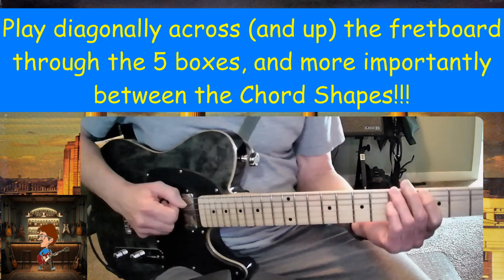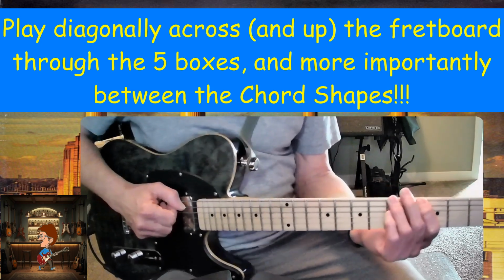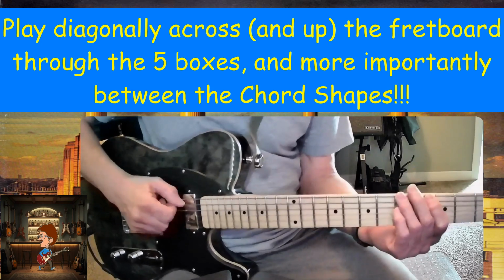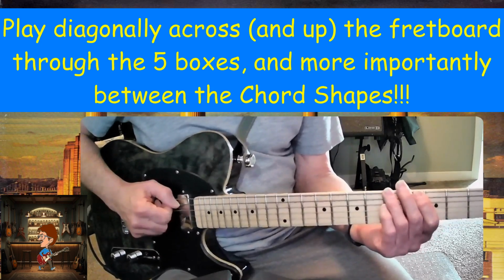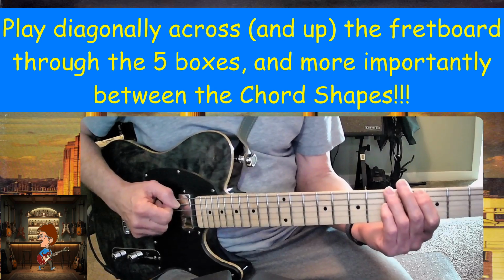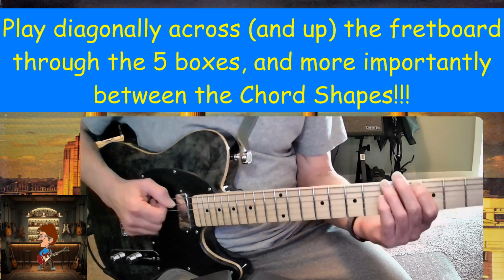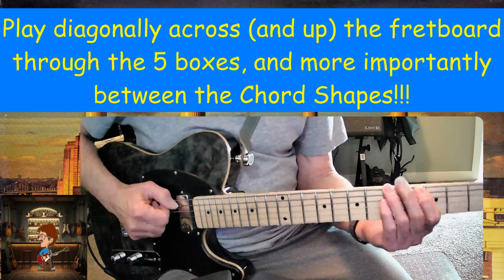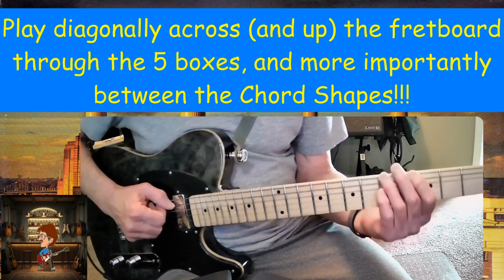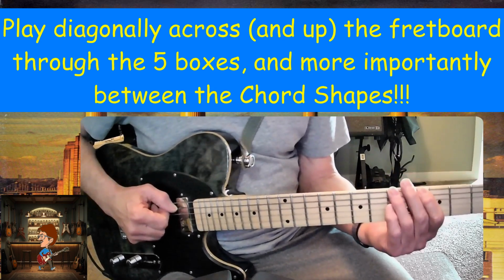In this lesson, we're going to take a look at the 5 boxes or 5 positions of the major pentatonic scale, and then look at a few CAGED chord shapes. And then we'll look at playing diagonally between and through these boxes and chord shapes. And what does it really mean? It's really not very difficult, honestly.